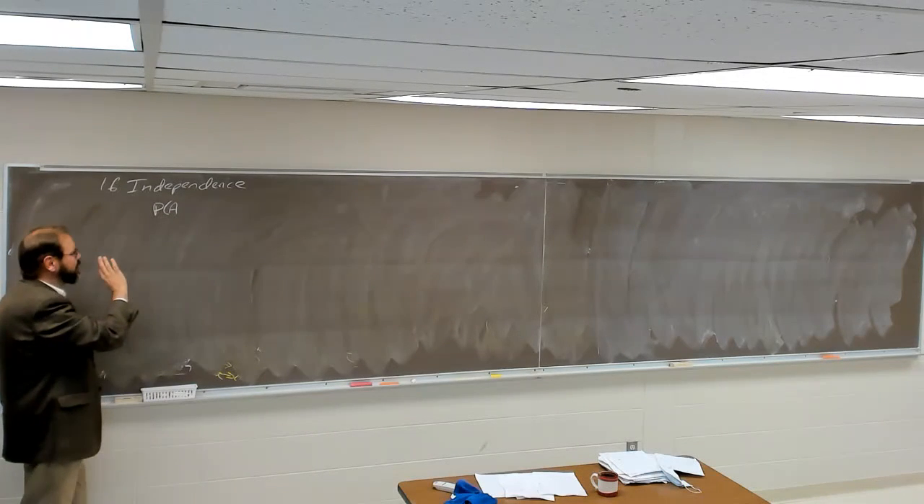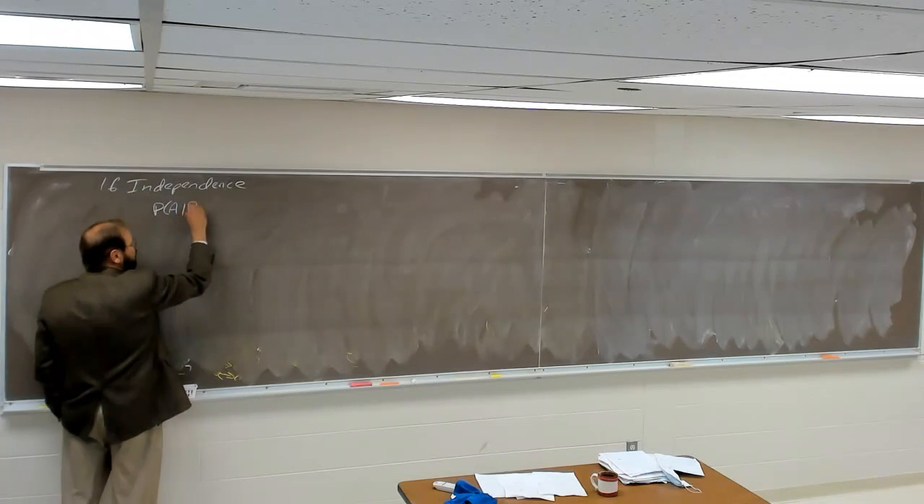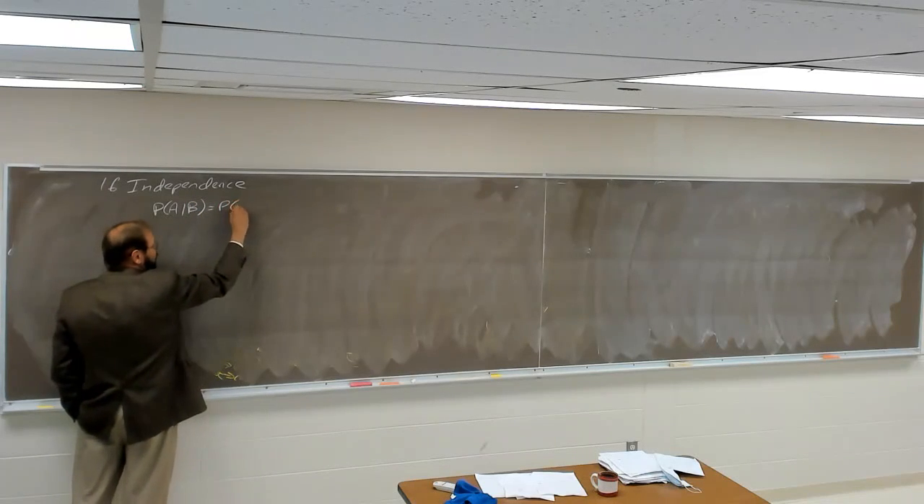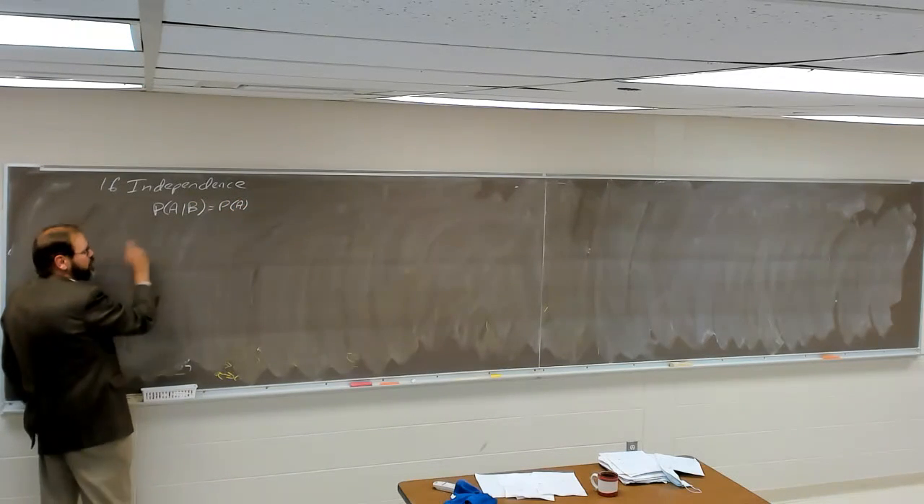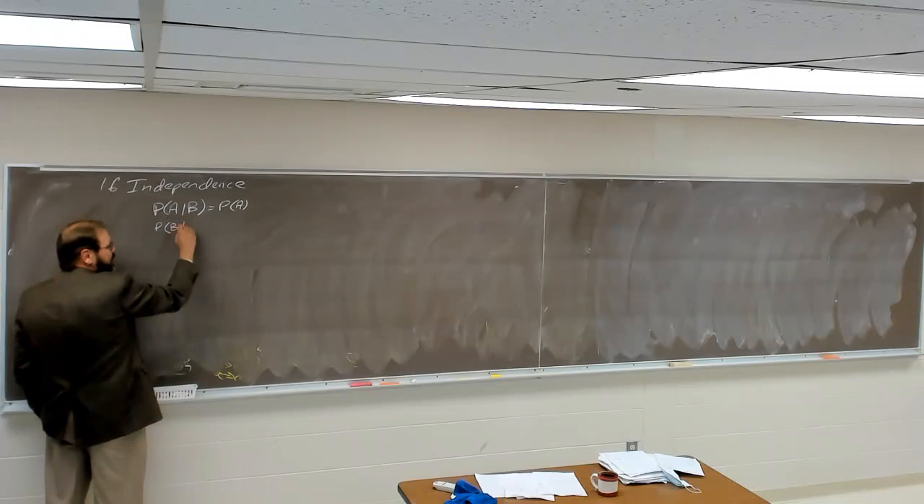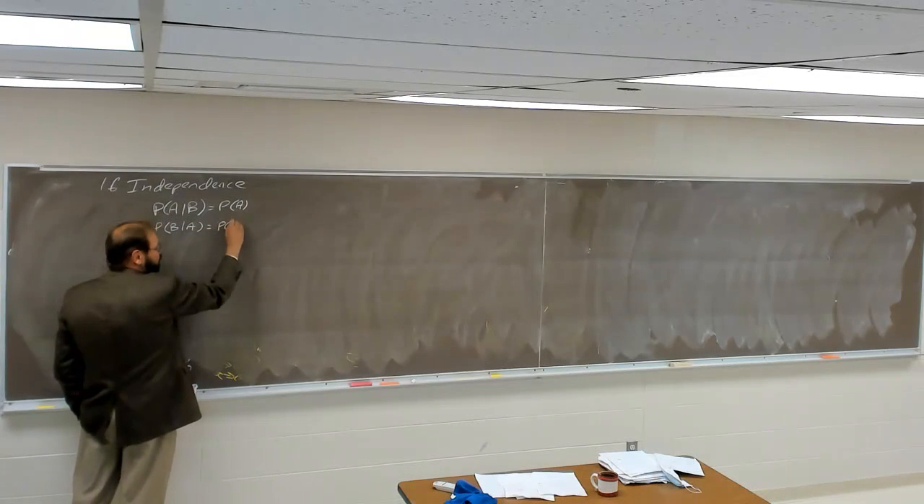The probability of A given B equals the probability of A. So knowing that information doesn't change anything. Yeah, and the probability of B given A equals the probability of B.